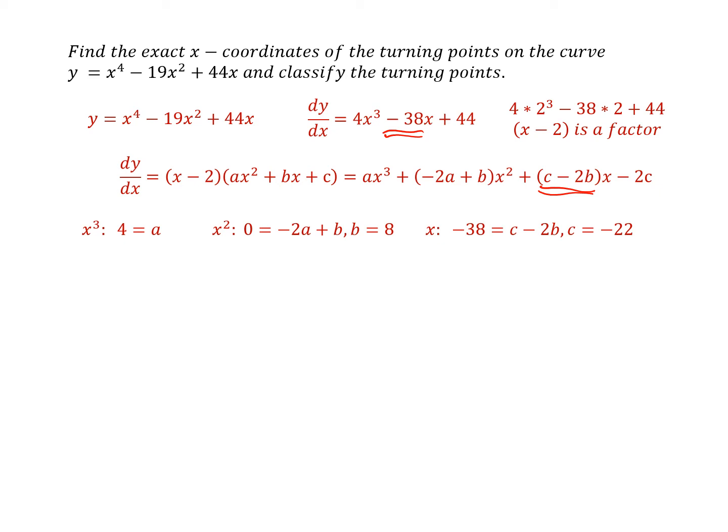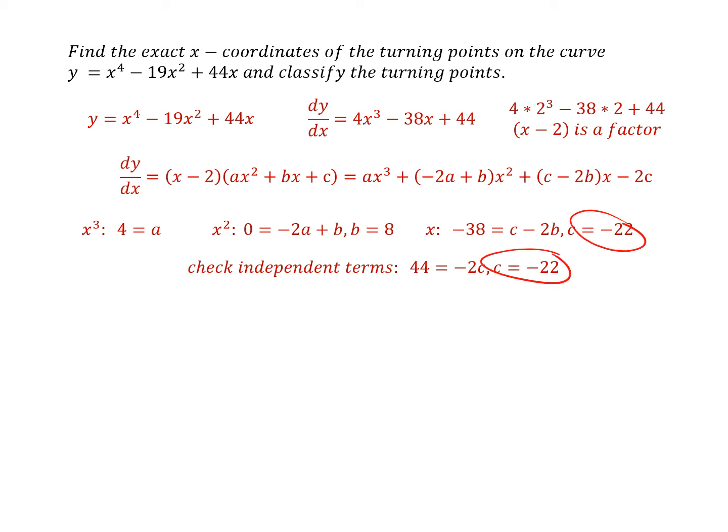And I always like to look at the independent terms as well. The independent term plus 44 equals minus 2c. So that means that c equals minus 22. So we're getting the same answer, and that gives me a nice warm feeling that I haven't made any mistakes anywhere. So that means that dy/dx can be expressed as this linear factor multiplied by the quadratic factor.